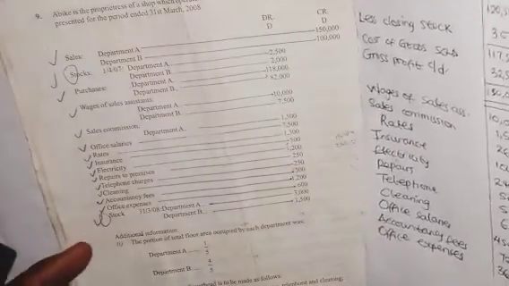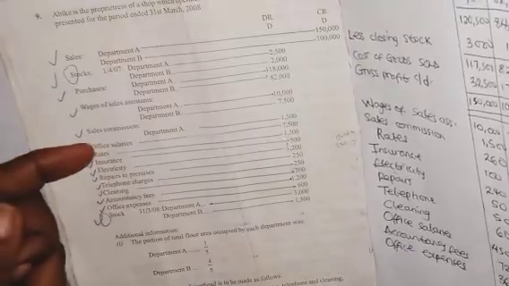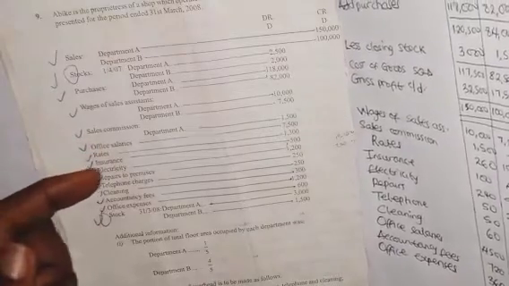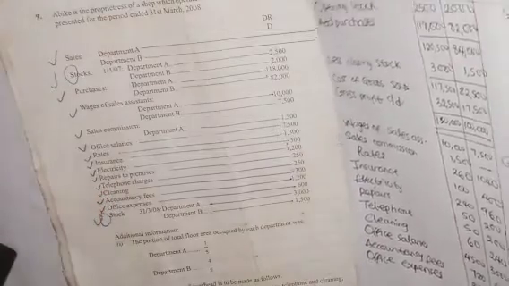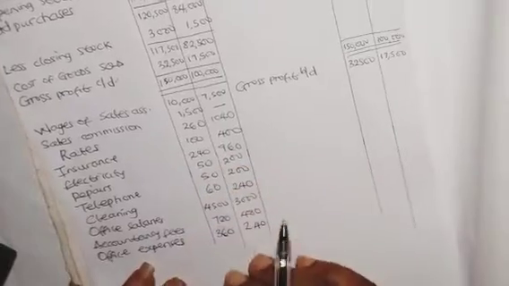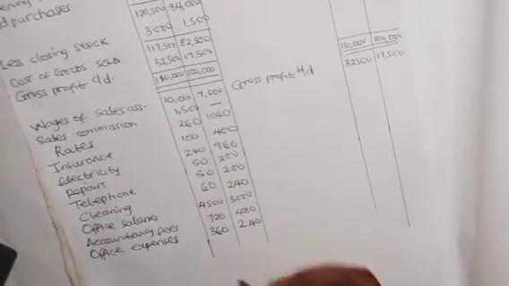Okay, so let's check if there's any item here. That's what you do to check so you don't miss any item. So we have office salary, rates, insurance, electricity, repairs, telephone, cleaning, accountancy fees, office expenses, they've all been recorded here. Now let's get our net profit, or net loss.